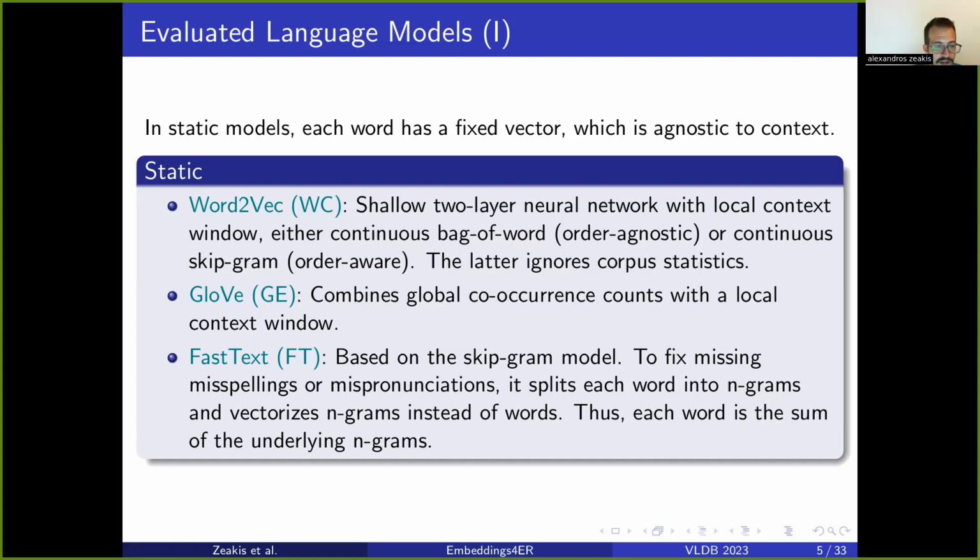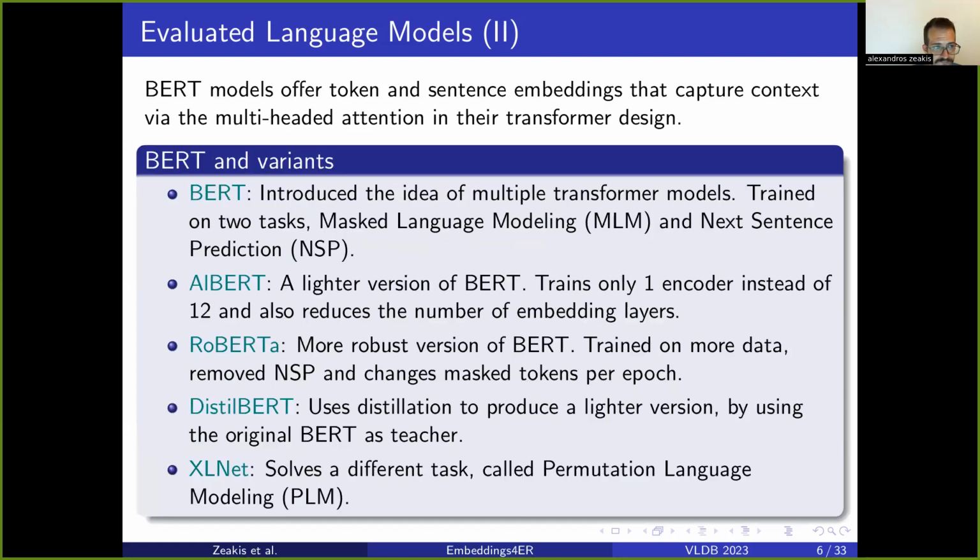Next is GloVe, which combines global co-occurrence counts with a local context window. And finally, we have FastText, which is based on the skipgram model. To fix misspellings or mispronunciations, it splits each word into n-grams and vectorizes n-grams instead of words. Thus, each word is the sum of the underlying n-grams.